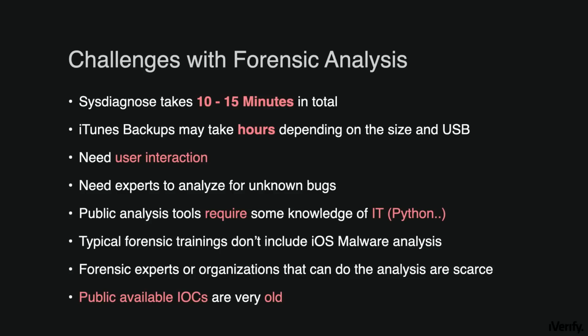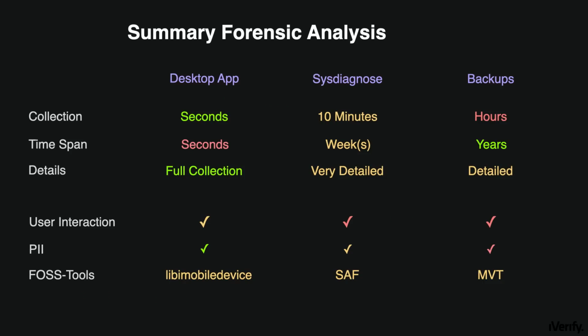Also, something that I have to mention here: a lot of the publicly available IOCs are very, very old. This is great for checking for malware from 2021, 2022, but if you want to find some of the newer samples, a lot of organizations are now keeping their IOCs and detections hidden in order to not expose them to any spyware vendor. So if we're summarizing forensic analysis, there are different pros and cons, but all of those require user interaction, so that is not something we can do without the user or even automatically check in the background.